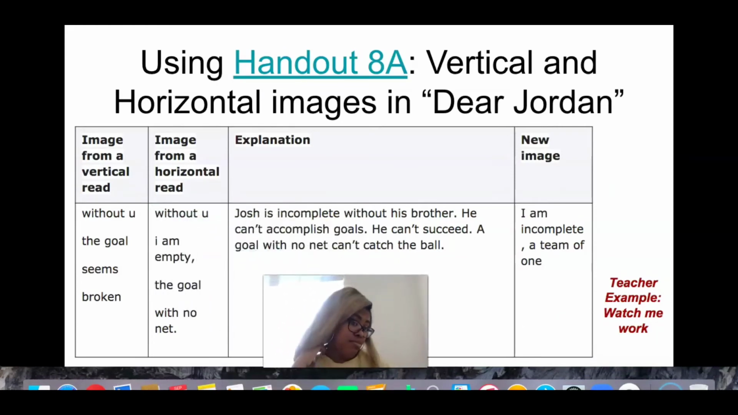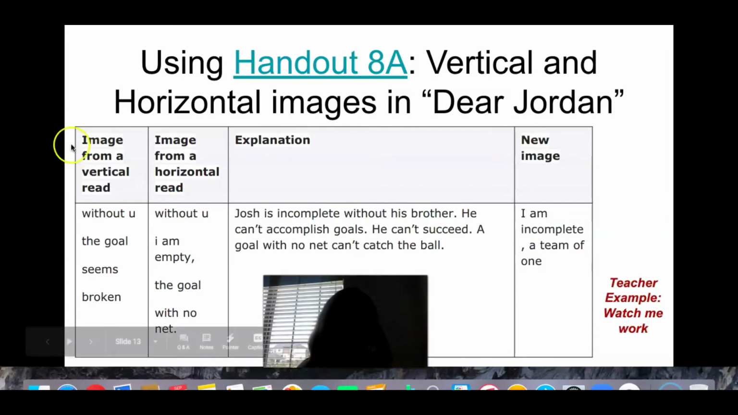So let's look at this example. This is an image of what it would be like if I were to read it vertically, a few lines. And this is an image of what it would be like if I read it horizontally. So if I read it vertically, it would say, without you, the goal seems broken. If I read it horizontally, it would say, without you, I am empty, the goal with no net.